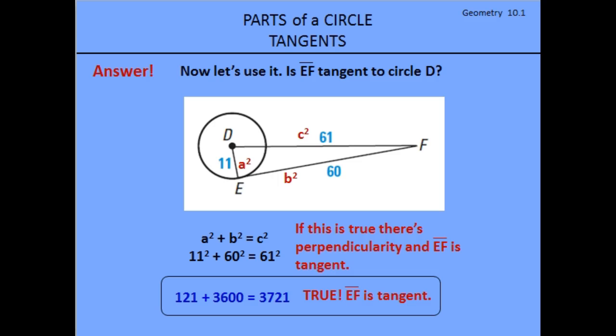So that's what we would do here, because we know that the hypotenuse is 61 and one leg is 60 and one leg is 11. Therefore, if it's true, there's perpendicularity, which means that this is a right triangle. So all we have to do is plug in our numbers, 11, 60, and 61, and see if they're equal. Is 121 plus 3600 equal to 3721? Yes, it is true. That means that EF is a tangent to DE.